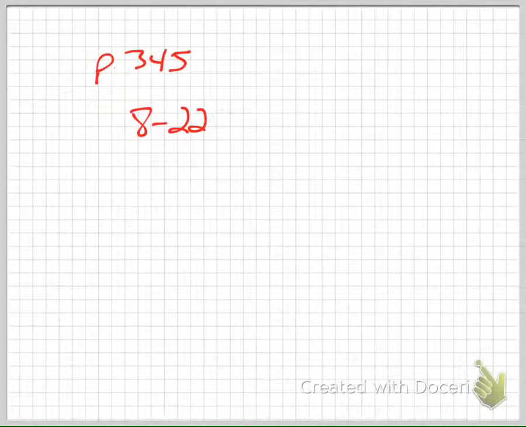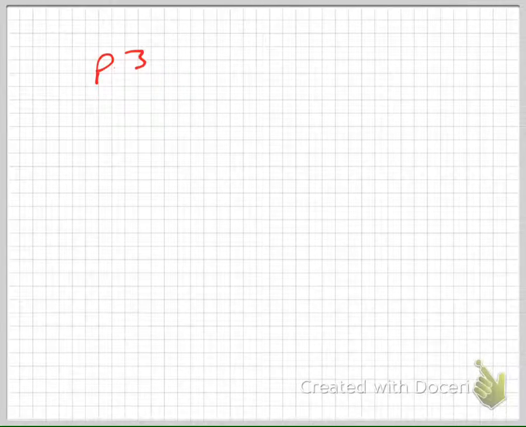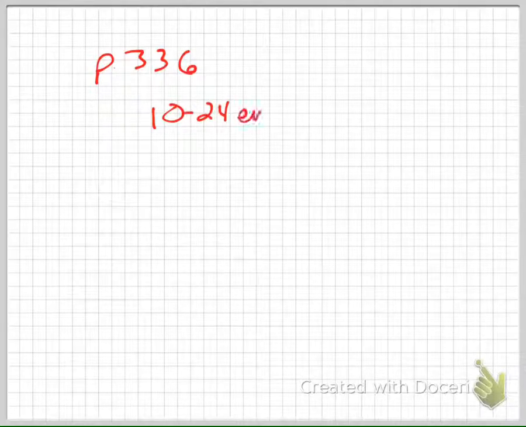All right, I have page 345, 8 through 22. No. Not 345, page 336. Page 336, 10 through 24, even. Does that make sense? 10 through 24 even. Yes, super simple. Okay?